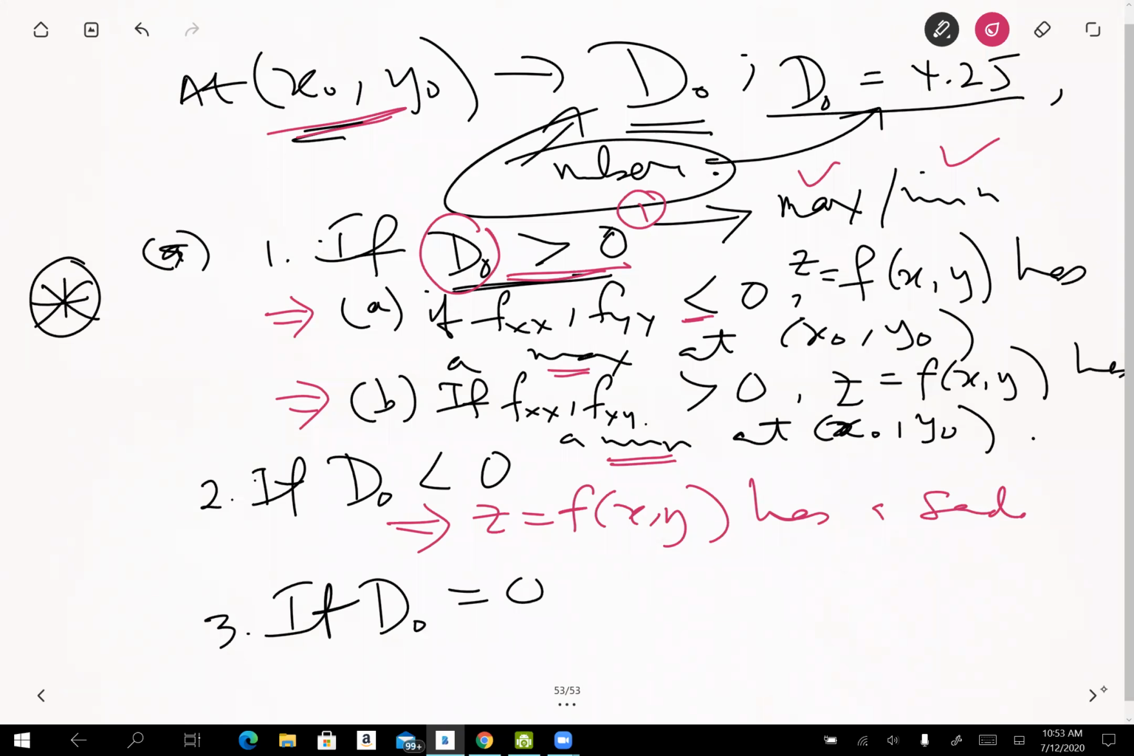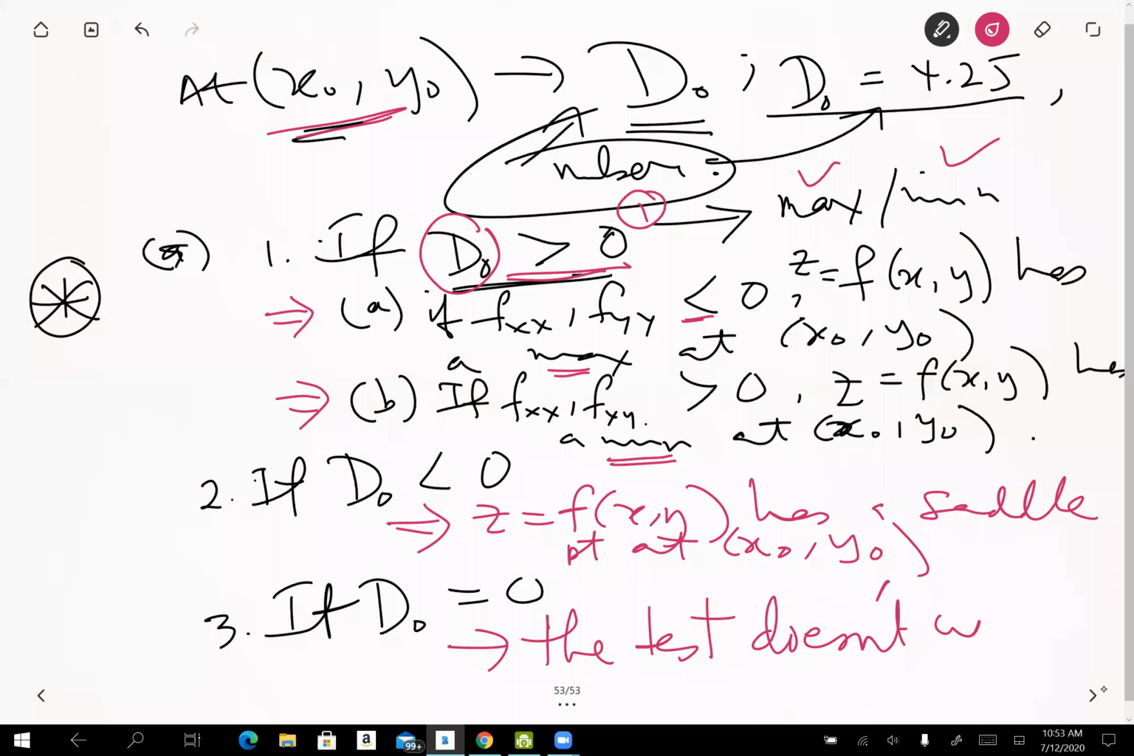So don't worry about the saddle point, okay? We are not interested in saddle point. So if you got saddle point, you stop there, all right? And if it is equal to 0, the test doesn't work.